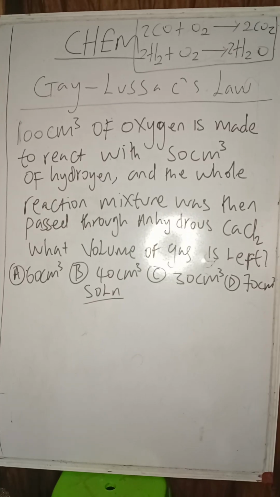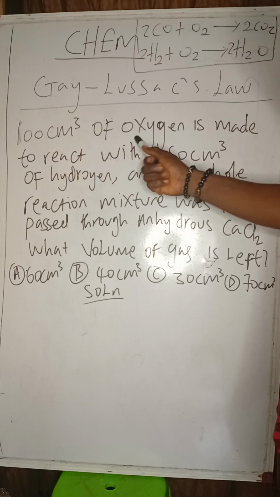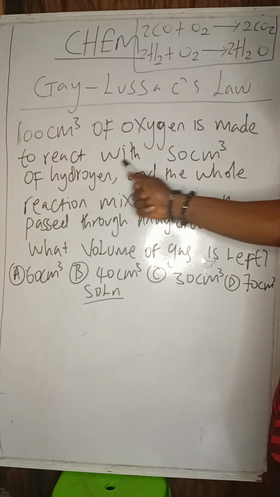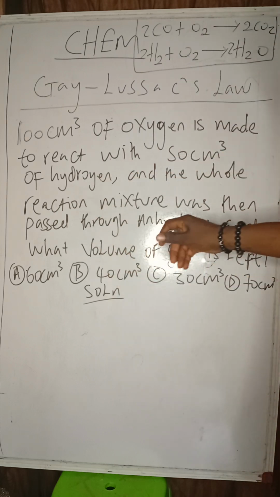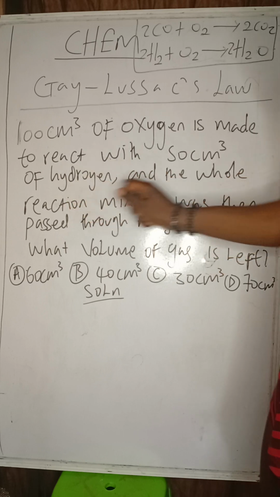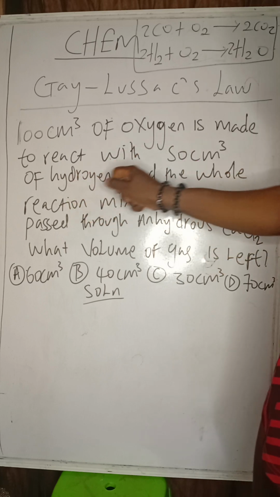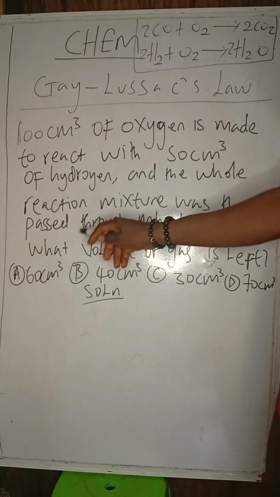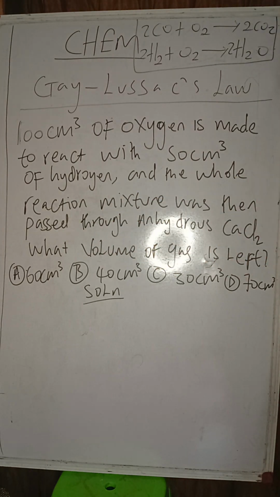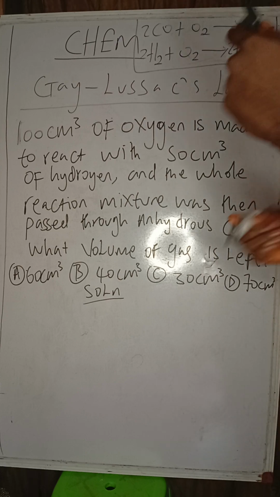All right, for example 2, you observe the question is quite similar to the first one. It says 100 cm cube of oxygen gas is made to react with 50 cm cube of hydrogen, and the whole reaction mixture was then passed through anhydrous calcium chloride. What volume of gas is left? So oxygen and hydrogen are reacting again, so back to this reaction.